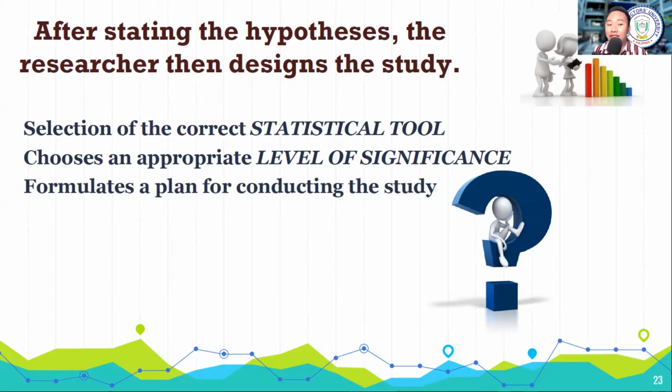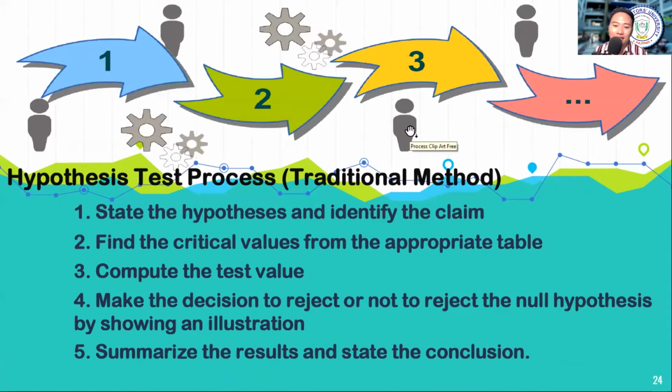And then selection of the correct statistical tool. This is also another thing that you need to consider because there are different types of statistical tools or statistical treatments to be used. And then formulates a plan for conducting the study. We're not going to do that technically because we're just going to do hypothesis testing. These are the steps of hypothesis testing, traditional method.